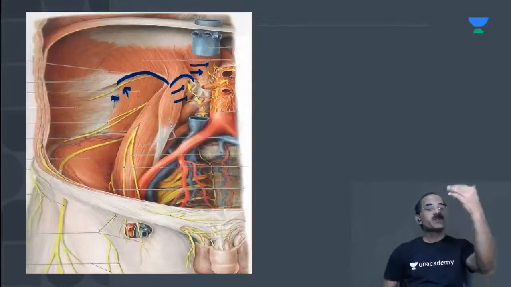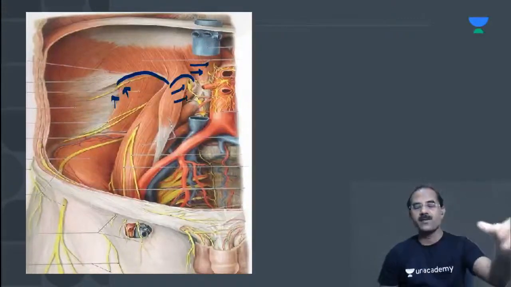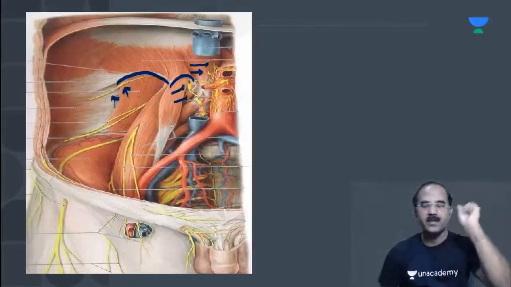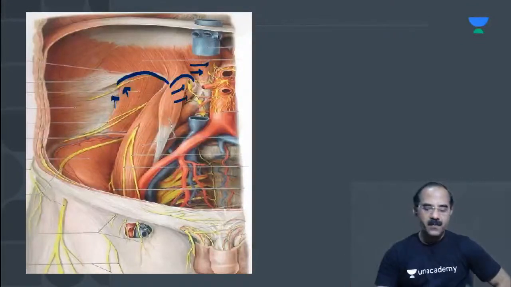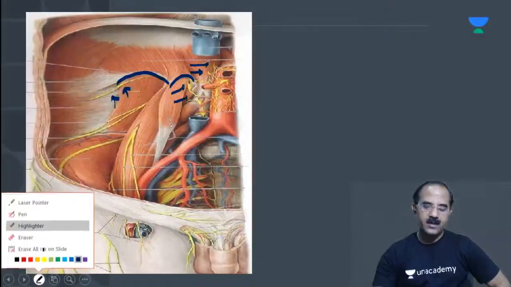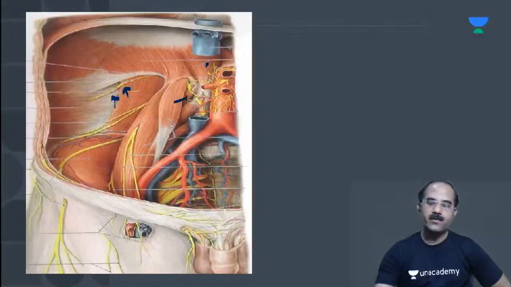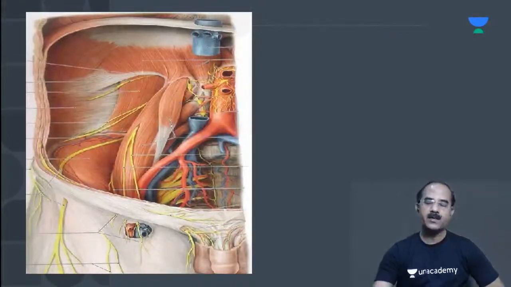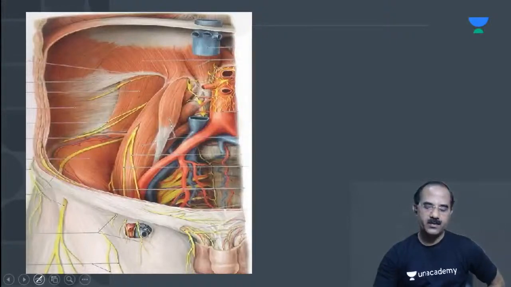Look at that. Someone is going to pierce the crus of the diaphragm and come inside the abdomen. Can you tell me who that is? I've pointed that out for you. You can see that, no? Here it is. Tell me, what is this structure that is going to pierce the crus of the diaphragm and come into the abdomen?